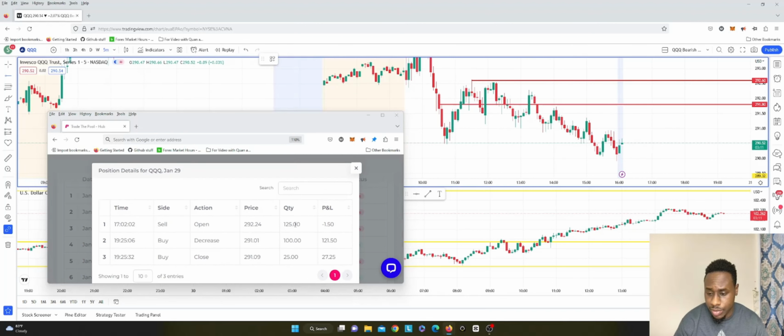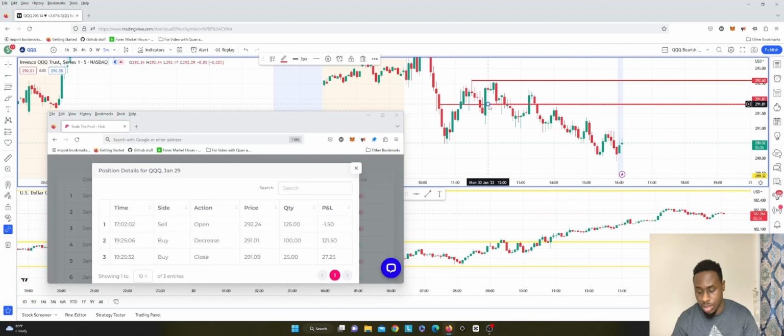And then we'll just see how that played out. I wanted to get the entire move to the downside. I didn't, because it didn't really move down that drastically, right? So let's get rid of these.